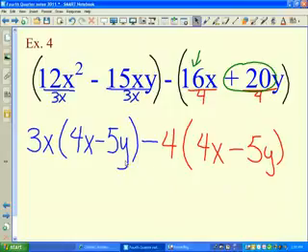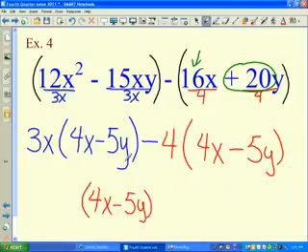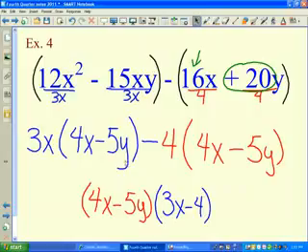So now everything's fine. Everything that's written in blue matches up with our original. Everything that's written in red now matches up with the original. Now what do you notice? That my greatest common factor is that 4x minus 5y. And then what's left over is my 3x minus 4. And then that's my solution.